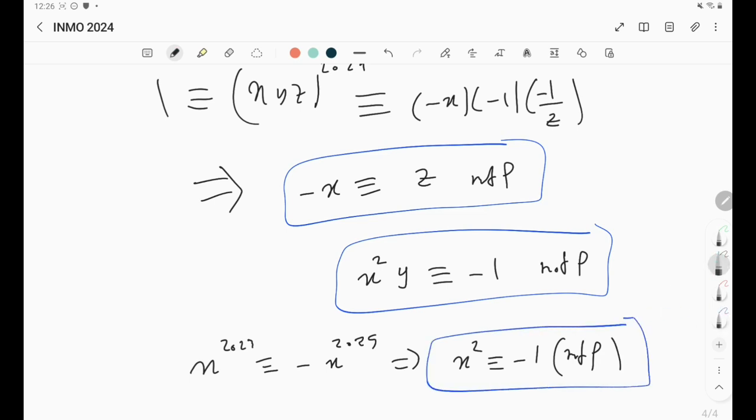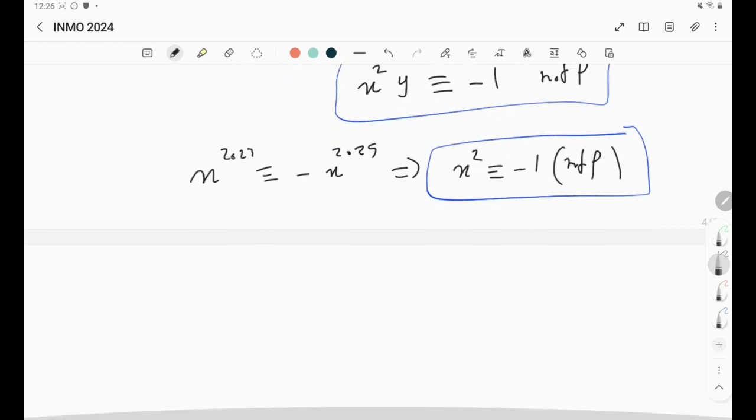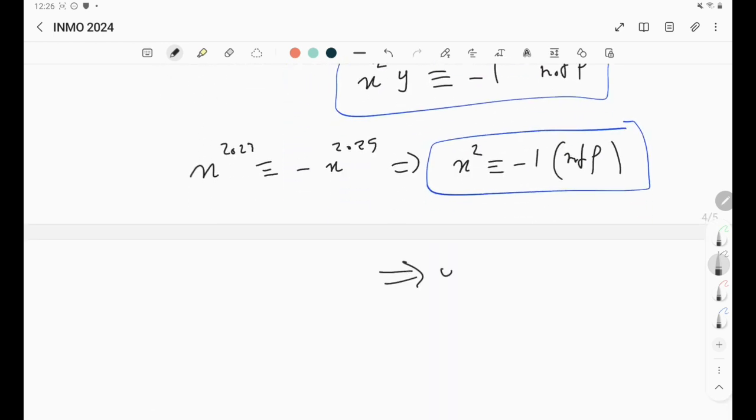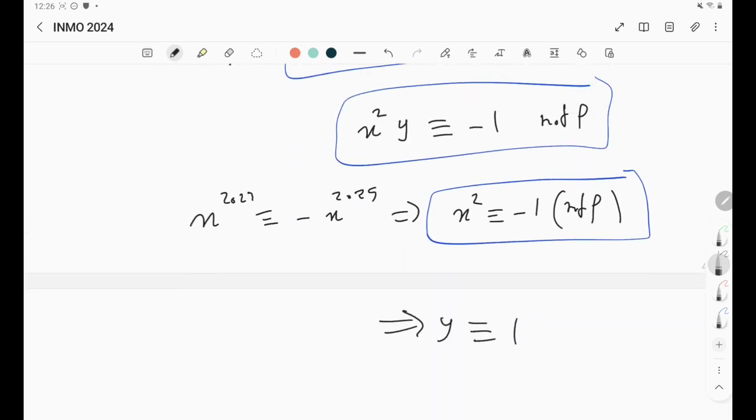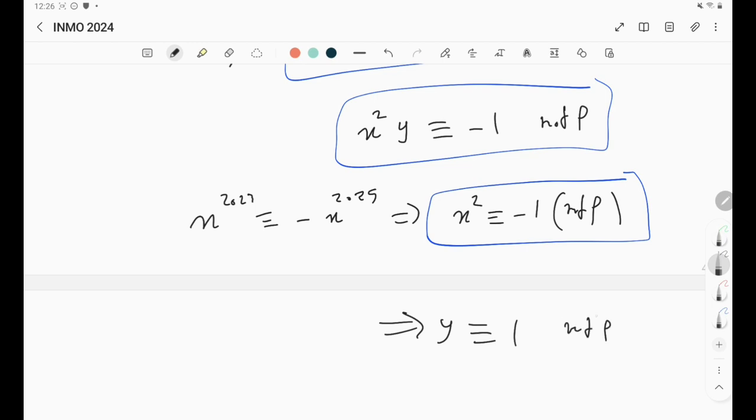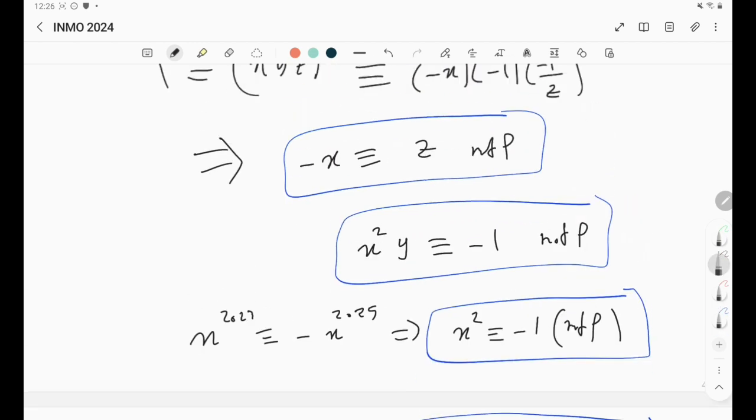As you can see, we are actually simplifying more and more. So we found exactly the value for x squared. Looking here, we can actually plug in x squared, right? We can plug in negative 1, and hence we found y itself. So that means that y is congruent to 1 mod p. Very nice. We found y itself. Y is 1 mod p.